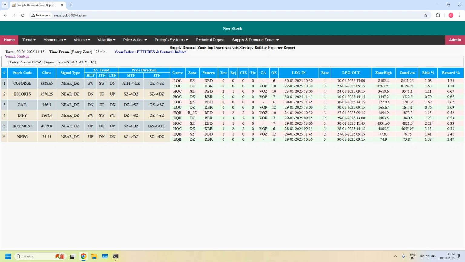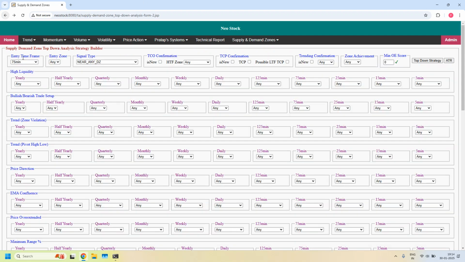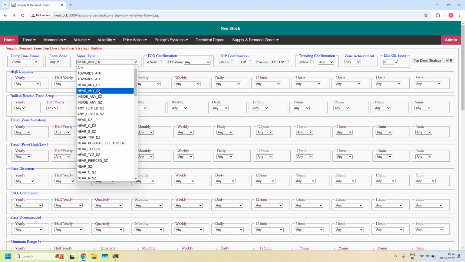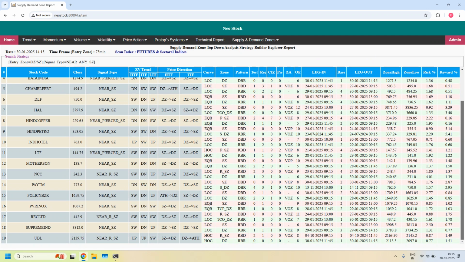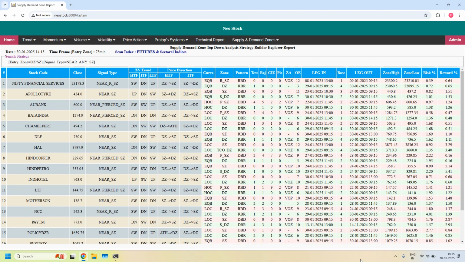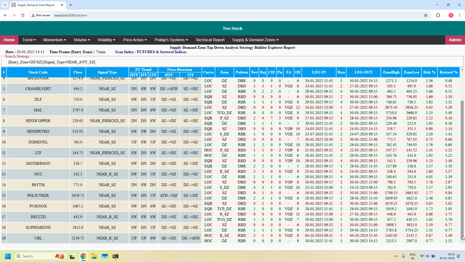We don't have any high liquidity demand zones from this list. That means we don't have 75 minutes high liquidity demand zones. Okay, next 75 minutes time frame. Let us find the stocks near 75 minutes supply zone. We got 19 stocks. First 15 stocks in the list. I am scrolling the list down. Total 19 stocks are filtered.